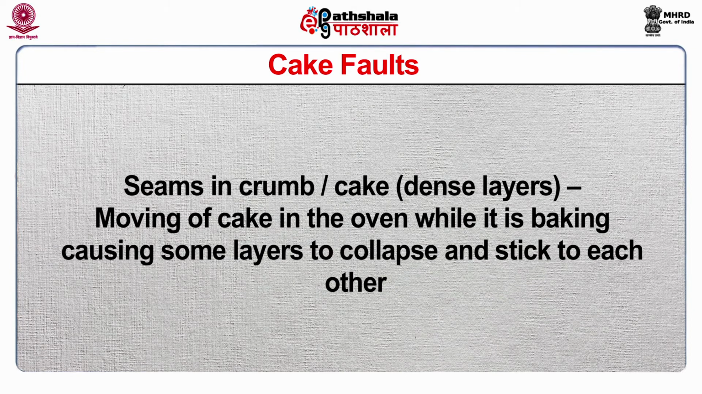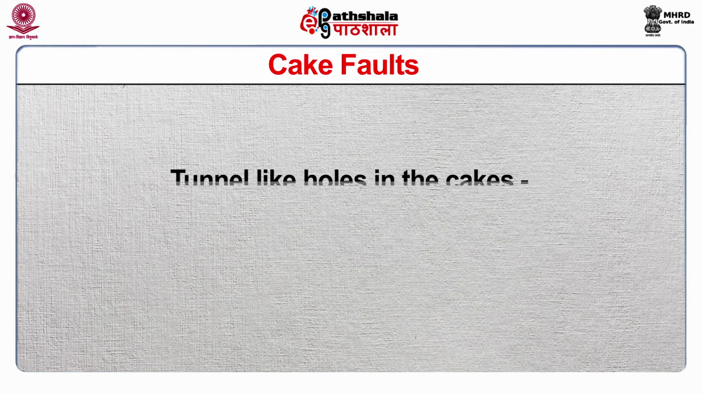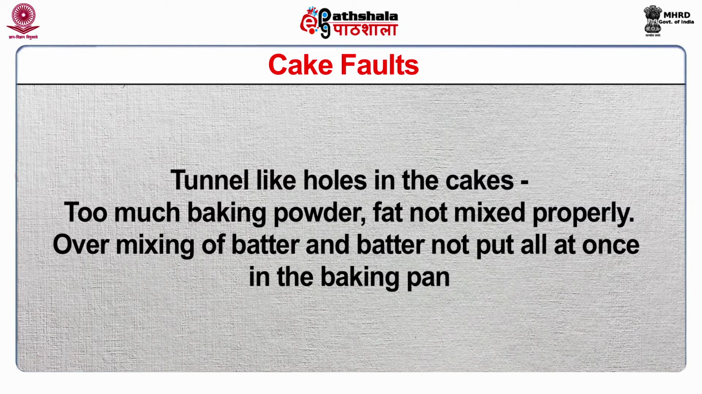Another problem we find is seams in cakes, that is dense layers. It is because of moving a cake in the oven while it is baking, causing some layers to collapse and stick to each other. Tunnel-like holes in the cakes are because of too much baking powder, fat not mixed properly, over mixing of batter and batter not put all at once in the baking pan.